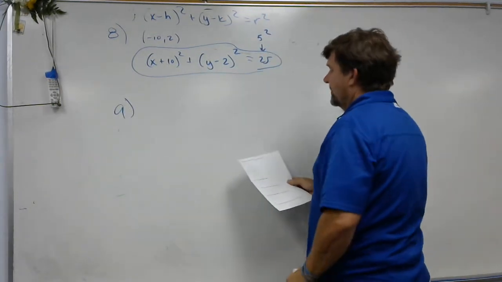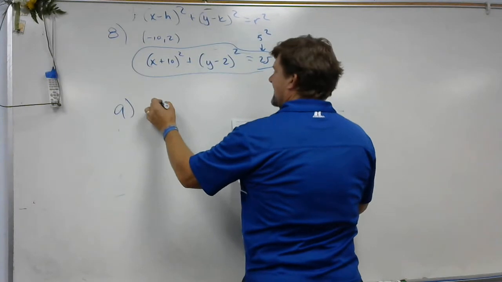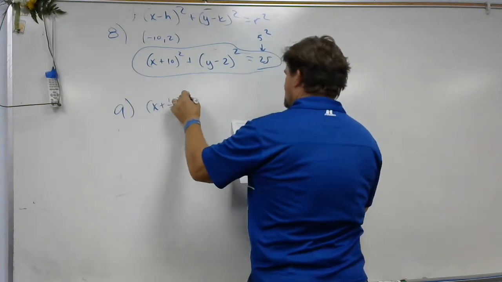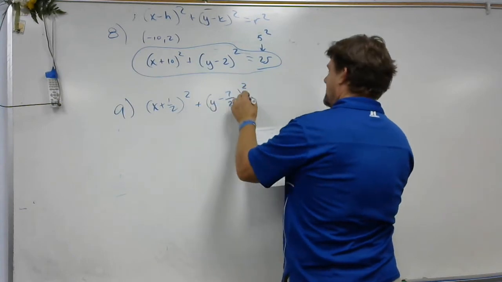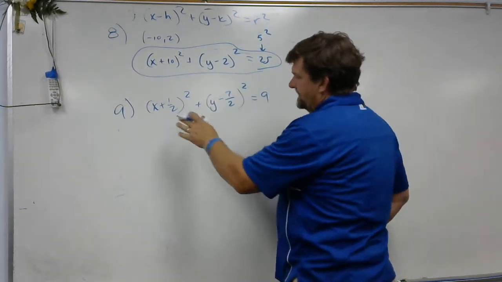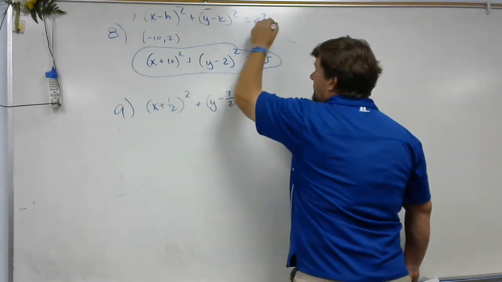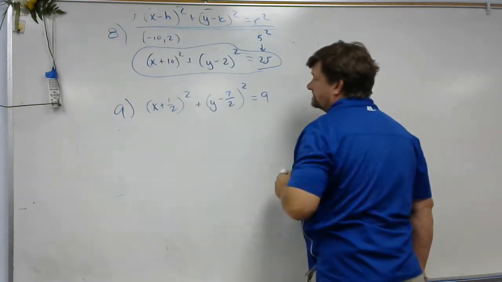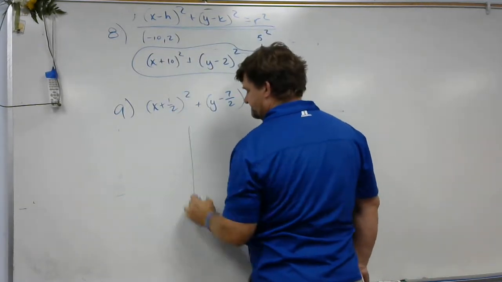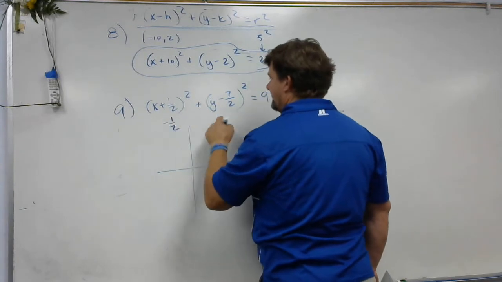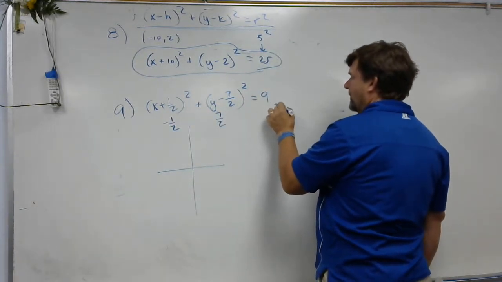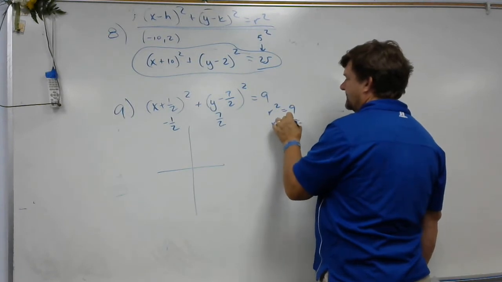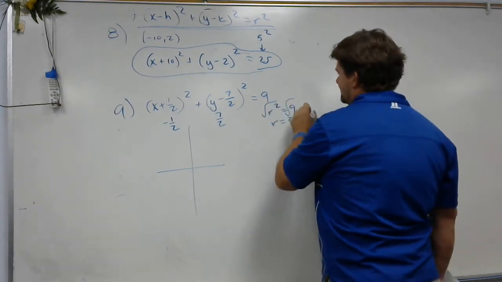If we flip it over, they give us x plus 1/2 squared plus y minus 7 halves squared equals 9. At this point, I'm still working with this equation up here on top. Taking the opposite, negative 1/2, opposite, 7 halves. r squared is equal to 9. That means r is equal to 3 because I got to take the square root of both sides.